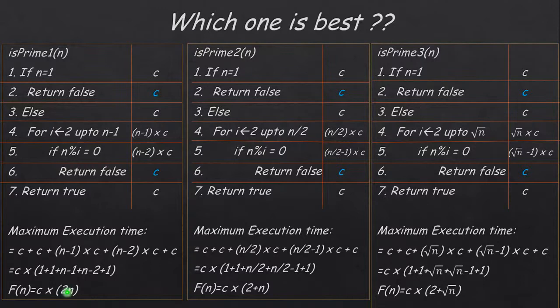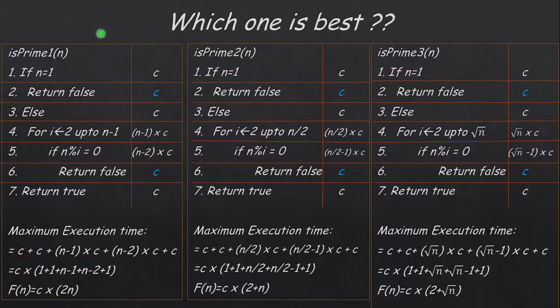So what's the minimum execution time? Minimum execution time happens when the value of n is 1. If the value of n is 1, what happens? This condition will be checked. It will be true, so to execute this line it will take c milliseconds. Since it is true, line number 2 also will be executed. It will take another c milliseconds. So it will take only 2c milliseconds for some computer.